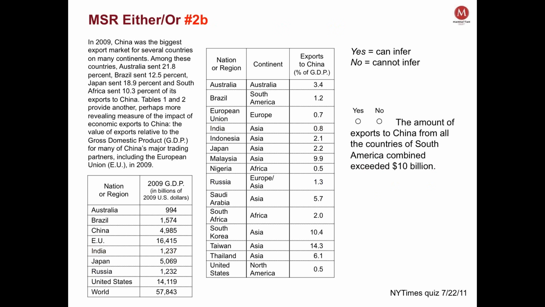All right, so here's another one. The amount of exports to China from all the countries of South America combined exceeded 10 billion. What is weird about this? This is a typical IR sort of thing. This is not what you would see on the quant section of the GMAT, not at all. Anyone? What's weird? Type it in. What on earth? Let's see. So we're seeing countries of South America.